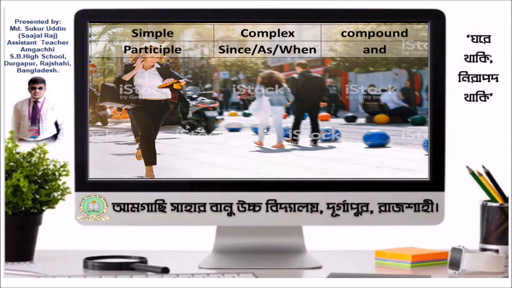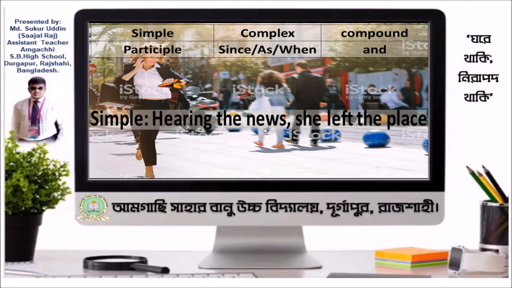Simple, complex and compound. If our simple sentence starts with a participle, the complex will be seen as "when", and the compound will be by using the coordinating conjunction "and". Okay, so first sentence, try to understand. This is a simple sentence: Hearing the news, she left the place. Hearing is a present participle, and "hearing the news" is a participle phrase.